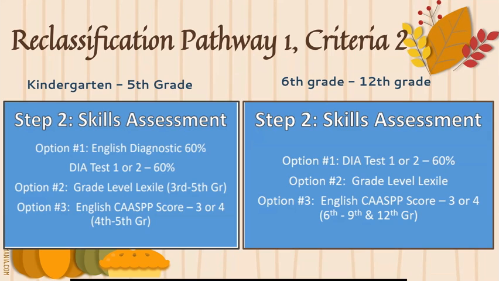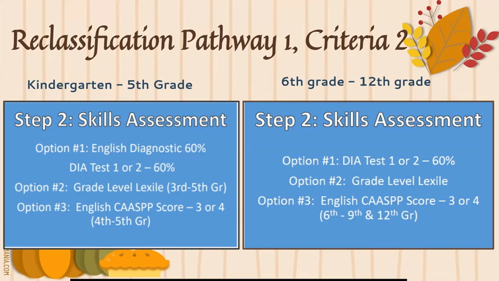So we have step 2, which is the skill set. And if you notice there at the top, it'll give us for kindergarten through 5th grade. And then on the right side, it'll have it for 6th grade through 12th grade, right? So if we look over to the kinder through 5th, right? Step number 2 is all about the skills assessments that we give our students, right?